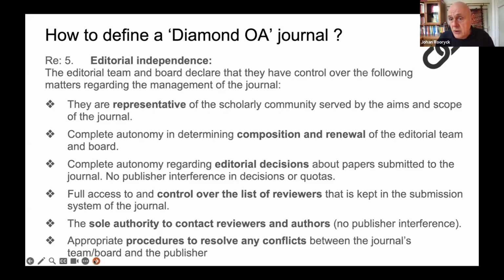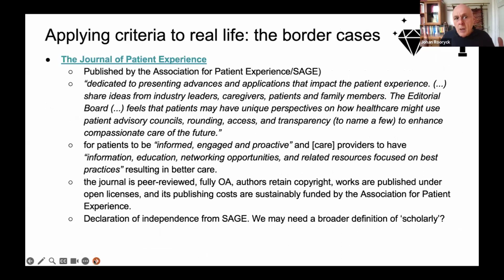Also, no quotas for publication. You have to reach this number of papers a year. No, complete independence regarding contents, and of course a procedure in place between the journal's editorial board and the publisher. So that's an example of what such an editorial independence statement could look like.